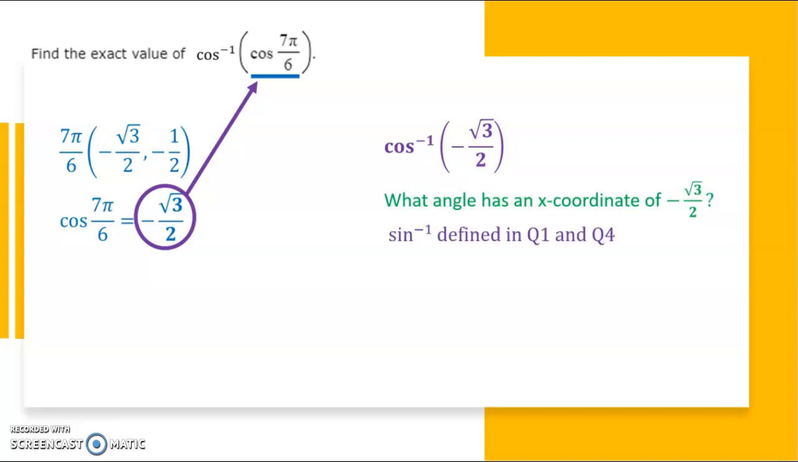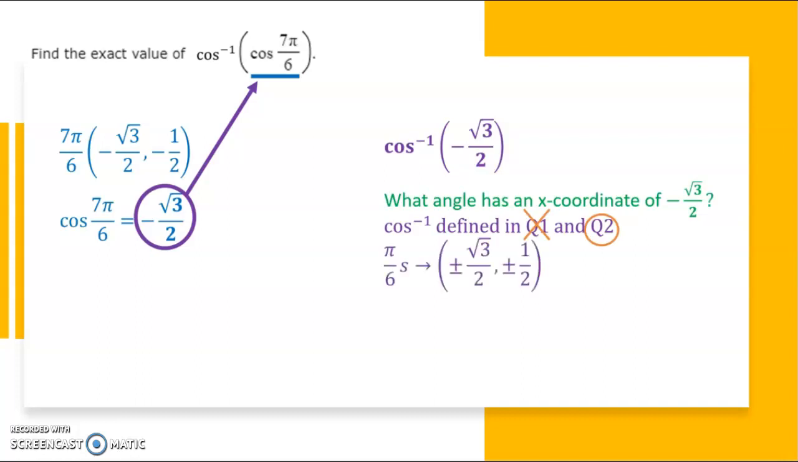Inverse cosine. Sorry about that, I fixed that error. Inverse cosine is defined in quadrant 1 and quadrant 2, but since we're looking at a negative value, we're looking at quadrant 2. My family of pi over 6's have x coordinate of root 3 over 2, and my pi over 6 in quadrant 4 is negative. Well, that's not quadrant 4, hold on. There we go. My pi over 6 in quadrant 2 is 5 pi over 6.